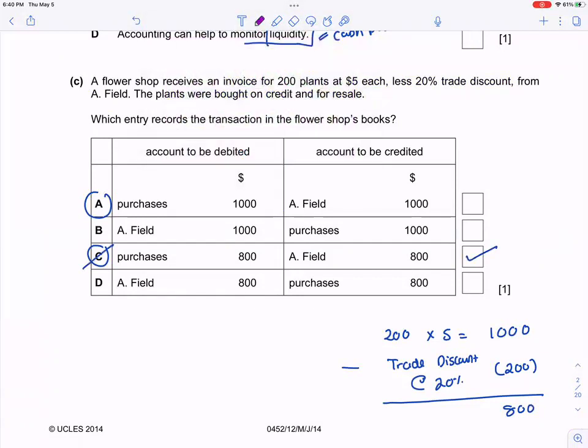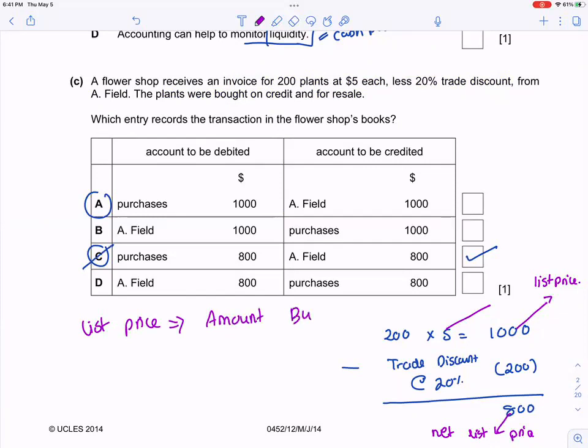Can you all tell me the names? What is this actually called? This is called the net list price. Can you tell me what is the meaning of list price and net list price? Is the list price the amount that you are receiving, or the cost of making the good? No, the list price is the amount before trade discount.